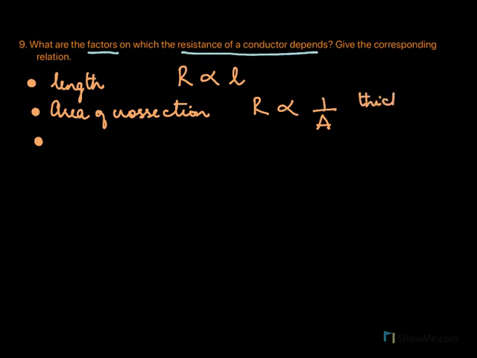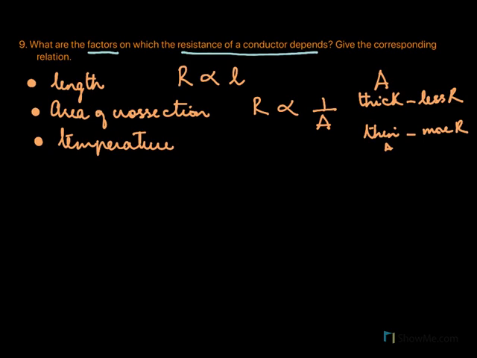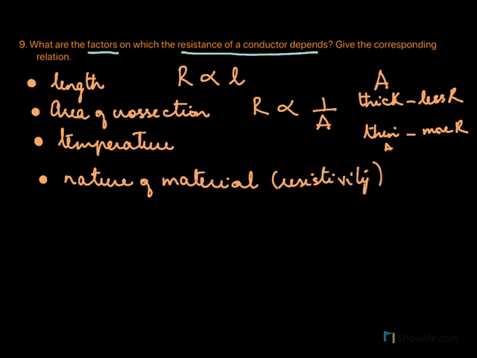That is why we said thick wires have less resistance because the A is large, and for thin wires the A is small, so more resistance. It is inverse. It goes in the opposite direction. It also depends on temperature. The higher the temperature, the more the resistance. And last, it depends on the nature of the material or the resistivity. We have seen that silver is one of the best, having the least resistance, and hence carries maximum current.